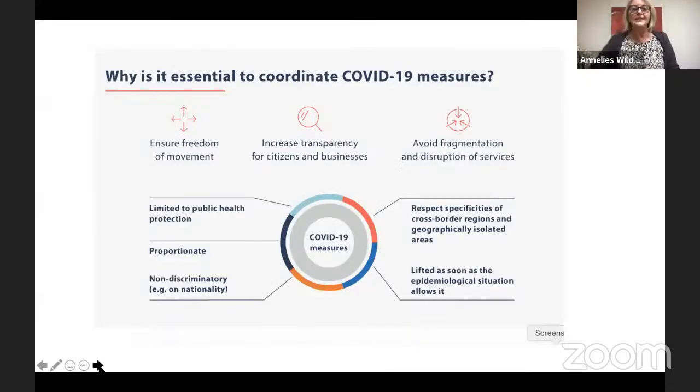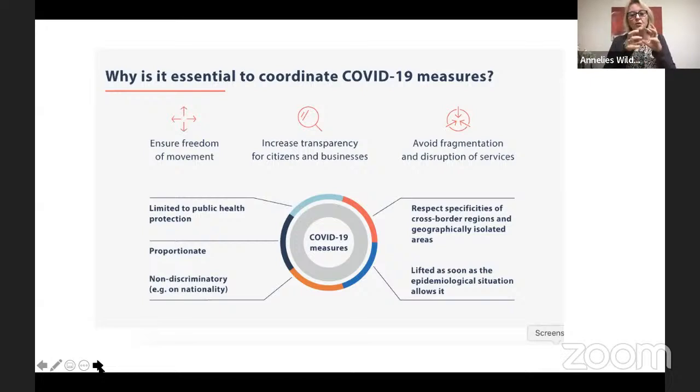So this is my last slide, and it's very important to end on. Why is it really essential that not every country goes its own way, but that we coordinate these COVID-19 measures? Well, we need to ensure freedom of movement. It's our human right to move. We have to increase transparency for citizens and businesses. We need to avoid fragmentation and disruption of services.